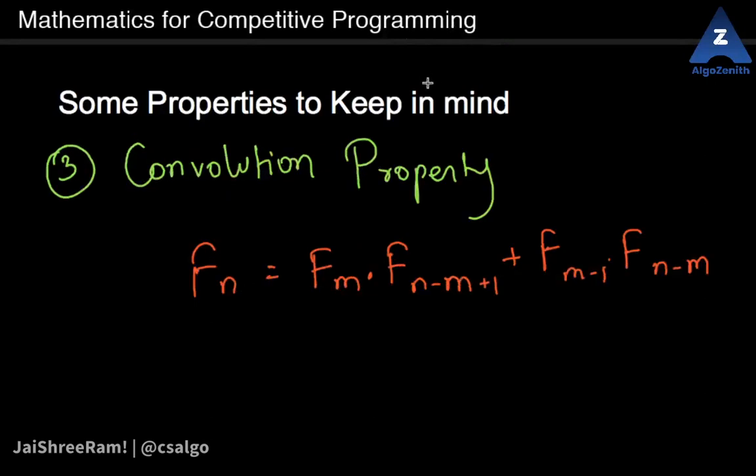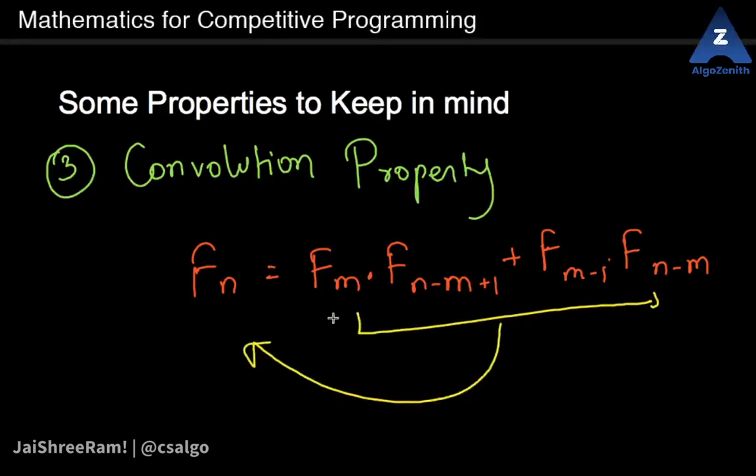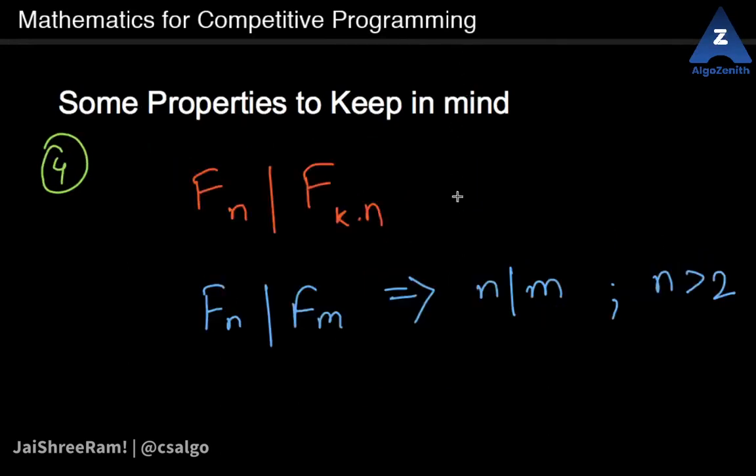Now there is something called the convolution property of Fibonacci numbers, and this is sometimes useful in some specific problems. At times the problem might disguise this particular expression on one of the sides, and you need to understand that this is nothing but f of n. So f of n is always equal to, for any m, f of m multiplied by f of n minus m plus 1, plus f of m minus 1 times f of n minus m. This is the convolution property of Fibonacci numbers. So in case you see some term like this, you need to know that this is nothing but f of n.